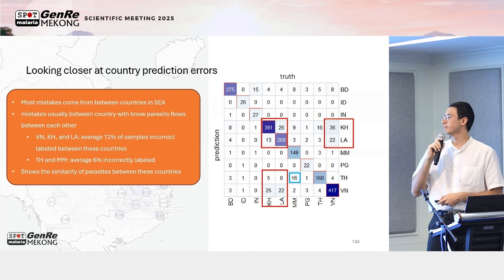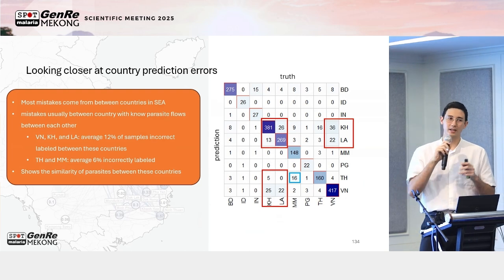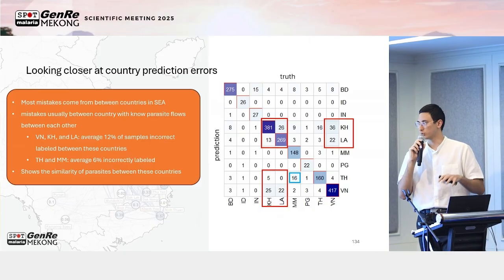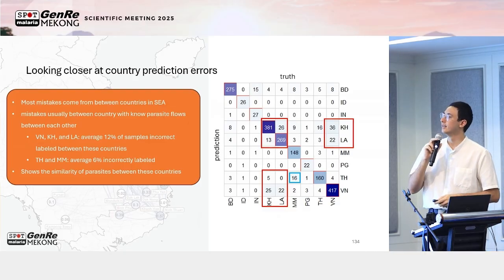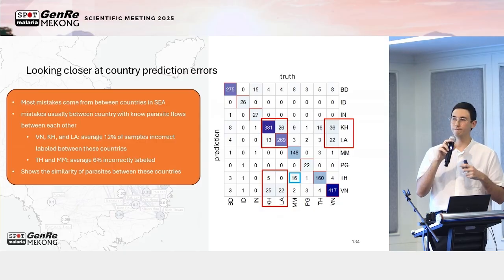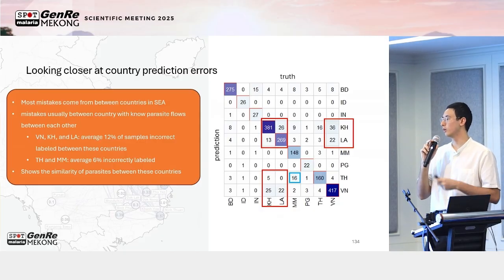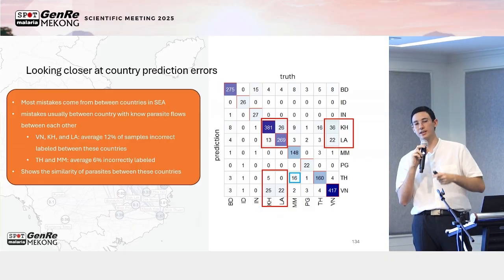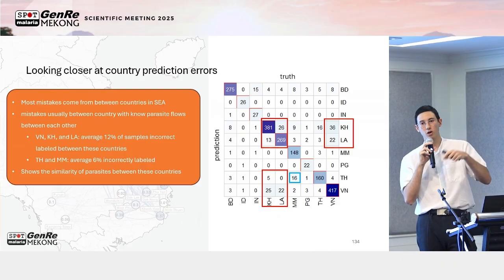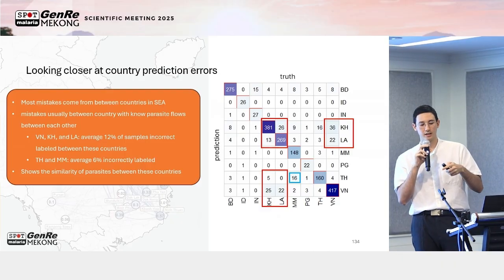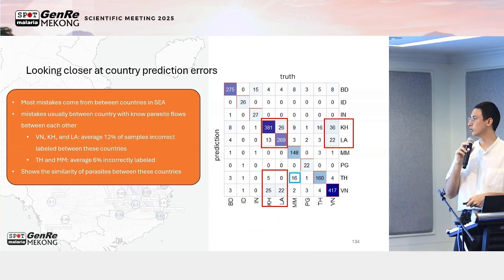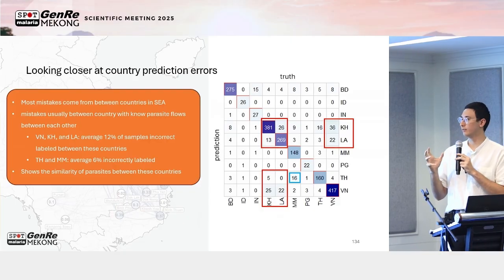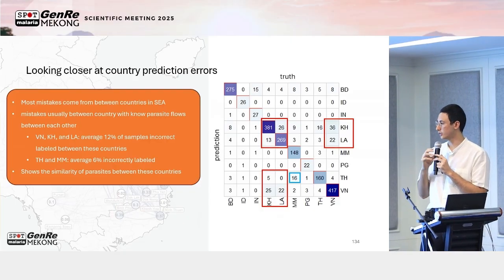So between Vietnam, Cambodia, and Laos, an average of about 12% of samples were incorrectly identified to be from the same compartment, but not the correct country. And as for the other compartment, Thailand and Myanmar, the average misclassification rate within the compartment was at 6%. And because in the training data set, we actually excluded samples that belong to internationally circulating clusters, this also sort of indicates the parasite genetic similarity between these countries as well.